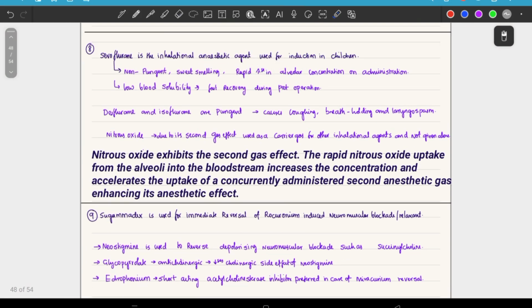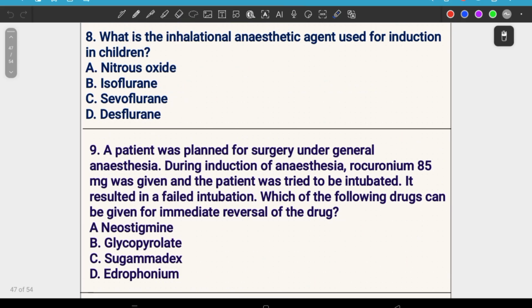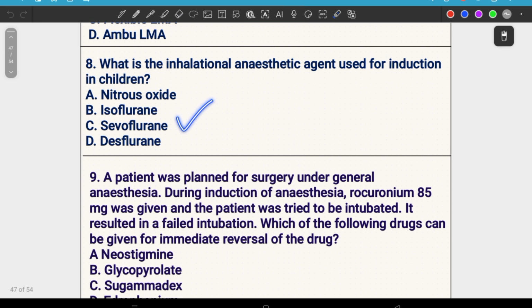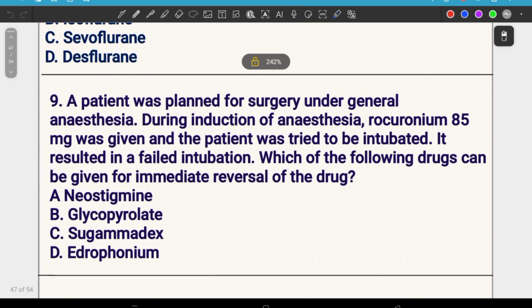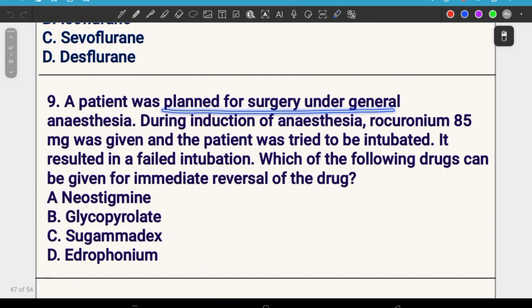This one point you can remember, that is nitrous oxide is not administered alone. So here the answer is sevoflurane.